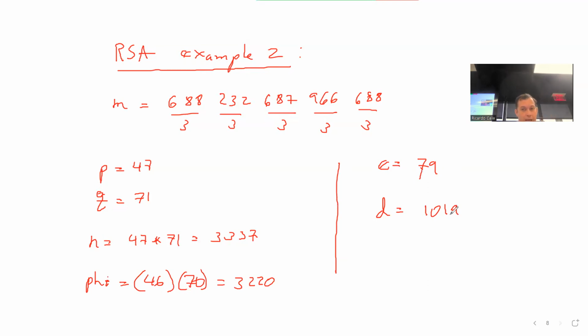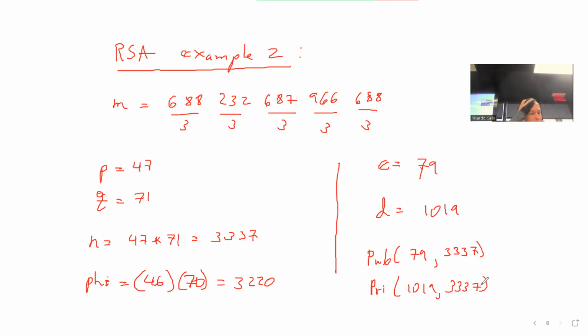Okay. So now this, of course, would give you your public and private key, which would be 79, 1019, and what else? We got the public and the private key, and I'm missing a term here. What is it? And yes, very good. So that's 3337, right? Okay, very good. Yes, perfect. Okay. All right.